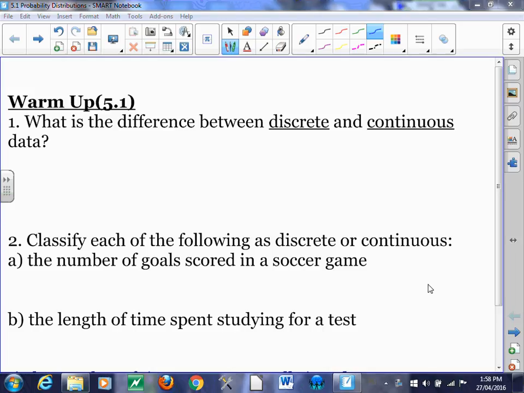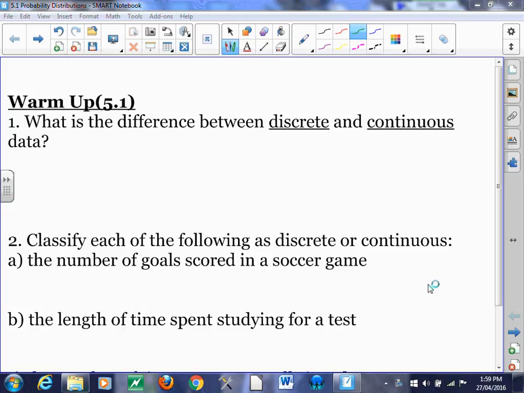Hello class, and welcome to lesson 5.1, the first lesson in unit 5, which is on probability distribution. We're taking the extension from last unit, and instead of just looking at the probability of, for example, rolling a 4, we'll take a look at the probability of rolling a 1, a 2, a 3, a 4, a 5, and a 6. So we'll take a look at all the possible ways and the probabilities of solving any answer.